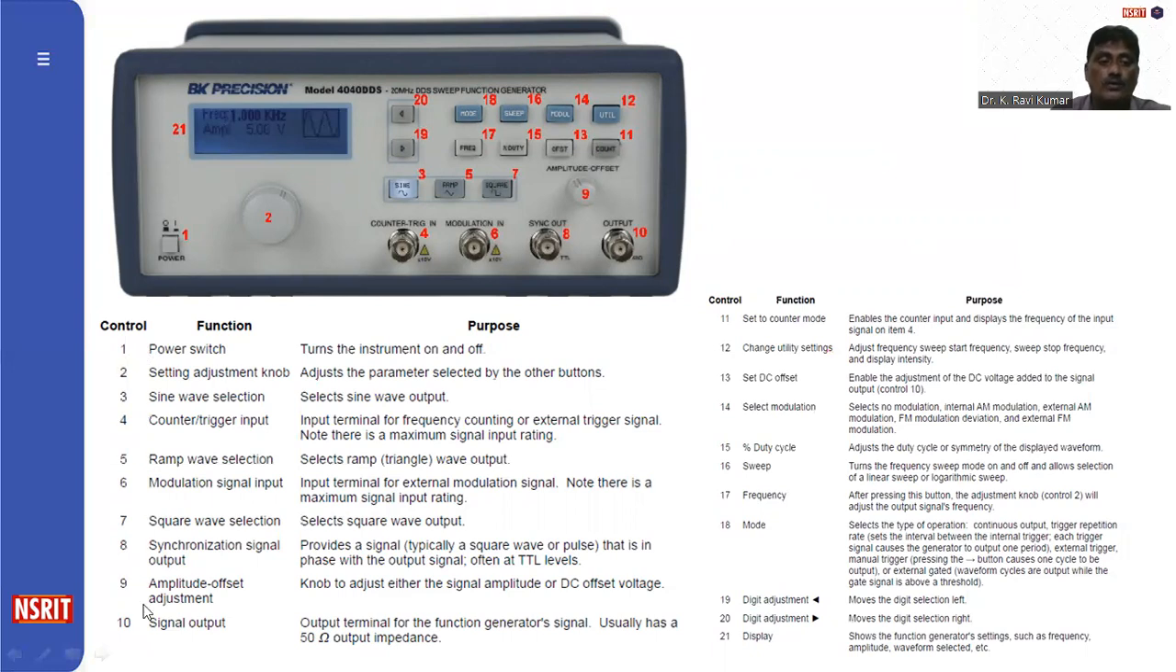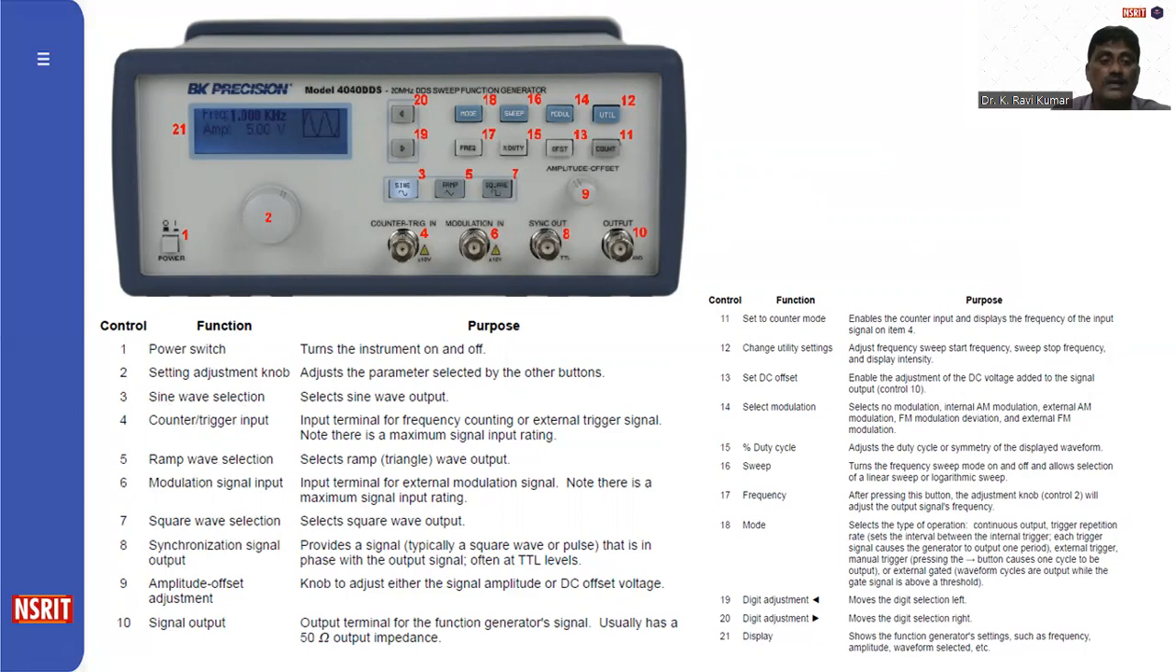These are the controllers. The first control is the power switch, which is used to turn the power on and off. The second one is a setting adjustment knob. It is used to adjust the parameters selected by the other buttons. And the third one is sine wave selection. By pressing the sine wave selection button, we will get the sine wave output.